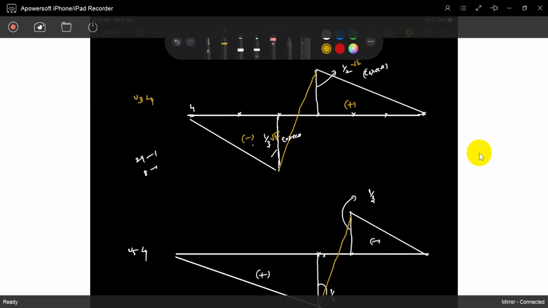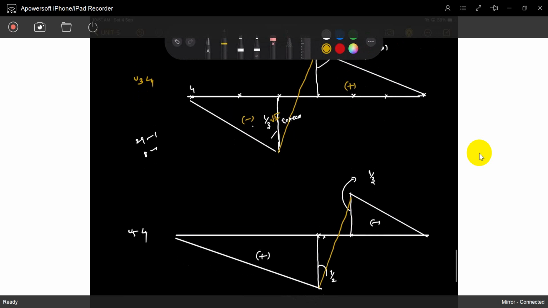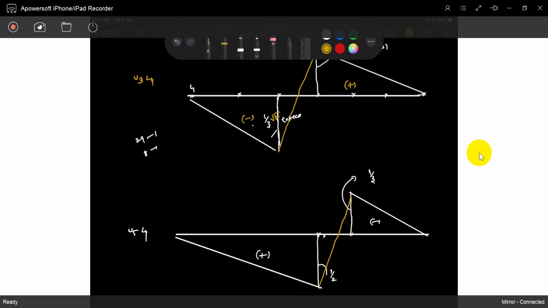Just join those two. Otherwise, you can develop it. No problem at all. Just join those two. Multiply with cosec theta. It's exactly opposite. Got the idea? Otherwise, you can develop it.